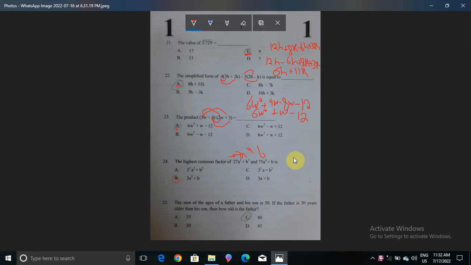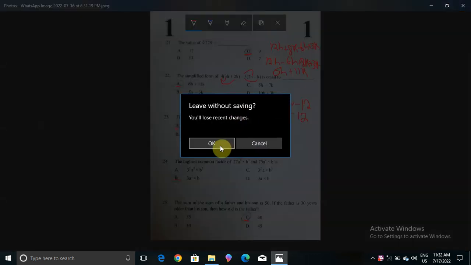Now question number 25, the sum of the ages of a father and his son is 50. If the father is 30 years older than his son, then how old is the father? Of course it will be 40. Now let's go to the next page.